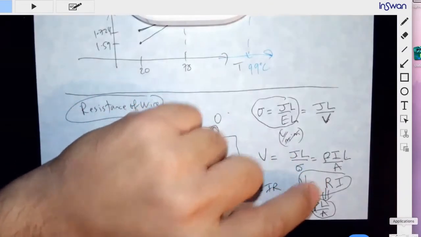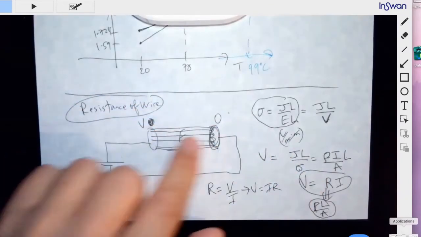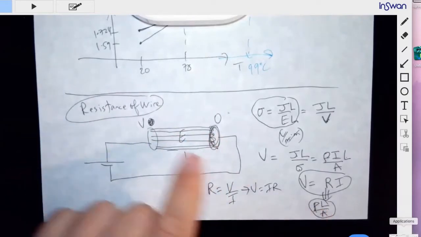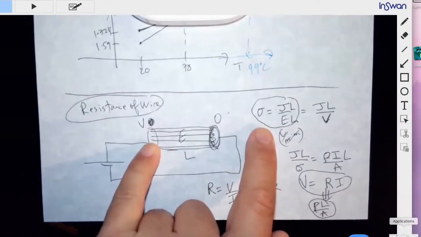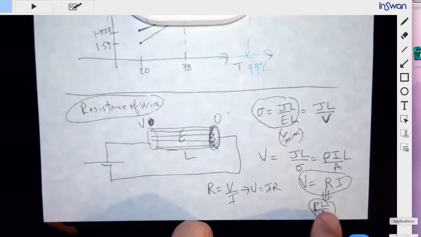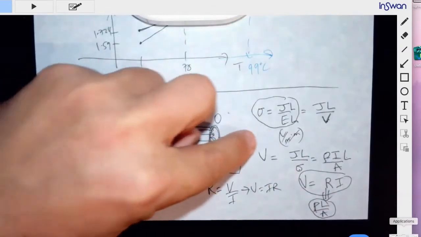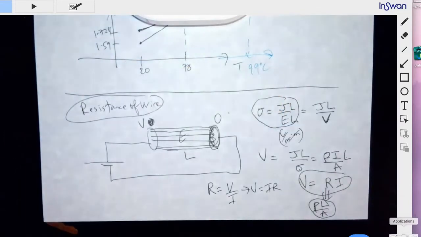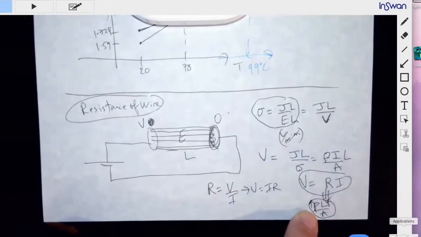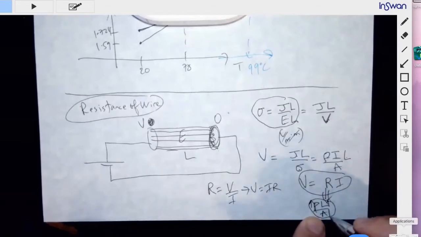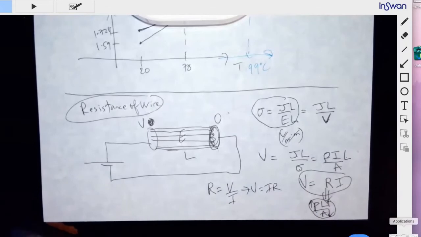So the resistance of a wire is equal to its resistivity, which is the material that it's made of, times the length L. So the longer the length, the more resistance the wire will have, right? That kind of makes sense, because the current has to go through more length to get to the other side. So if the length is big and the resistivity is big, that causes a bigger resistance. And if the area is small, that also causes a big resistance. That means it's a narrow constriction, right?